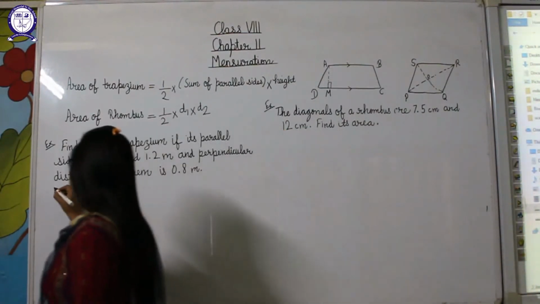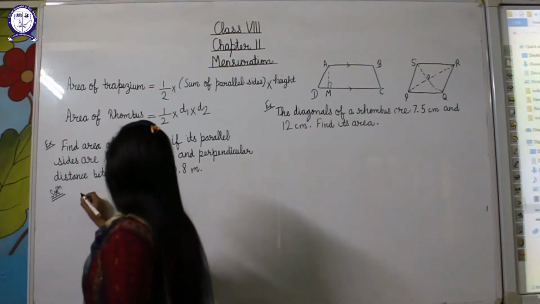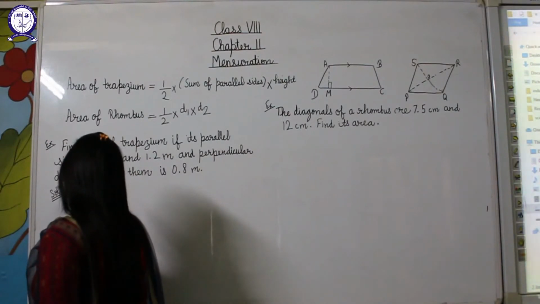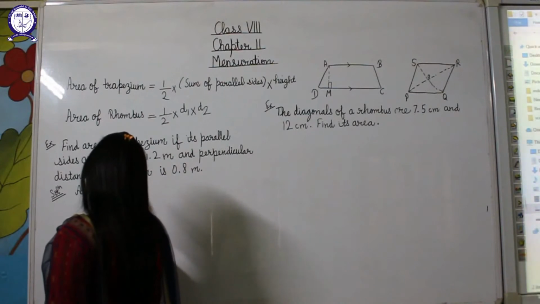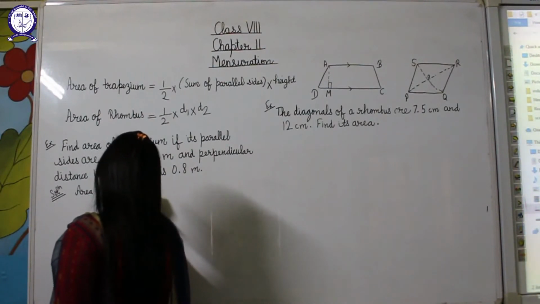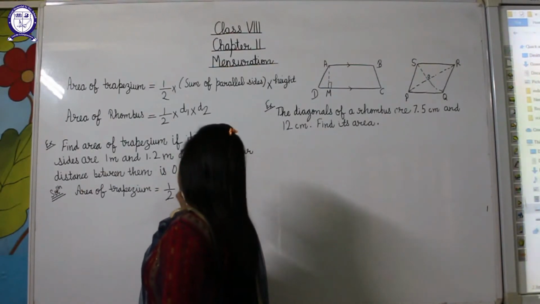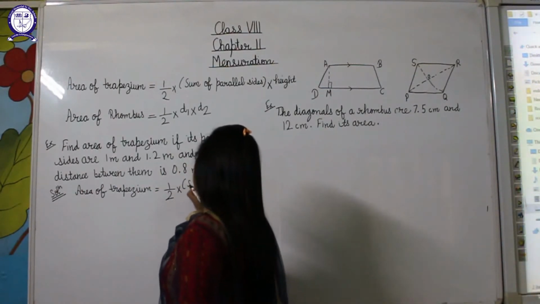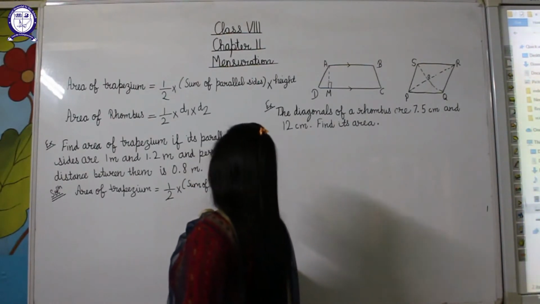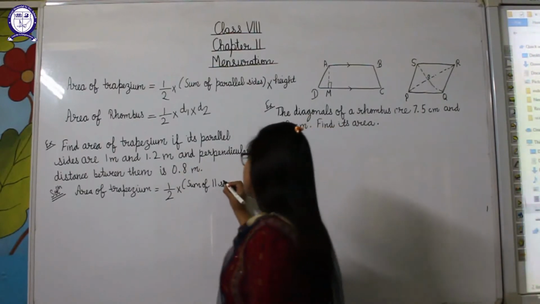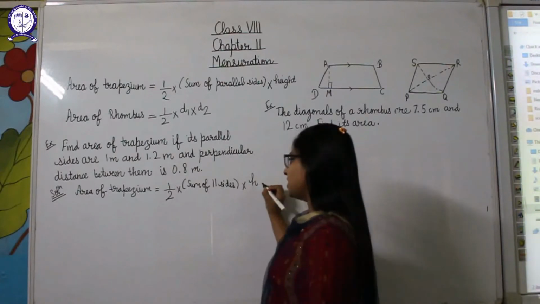Now how will we solve this? Solution. Area of trapezium, first of all we will write down the formula. We know that area of trapezium is equal to 1 by 2 into sum of parallel sides. Students, this is the symbol for parallel. Sum of parallel sides into height. We can write h for the height.